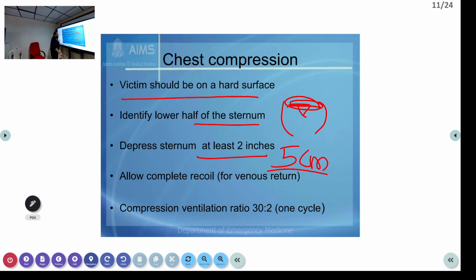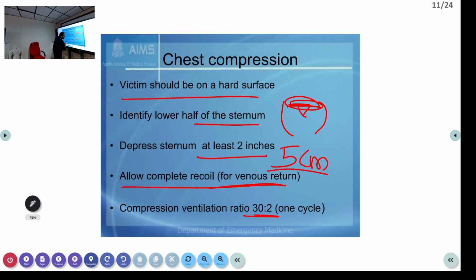And also you have to make sure that while giving compression, you are giving adequate recoil for venous return. So while you are giving compression, you have to give time for recoil also. Otherwise, what will happen? There will not be any refilling of the blood into the heart. So you have to make sure that you are giving adequate recoil for venous return.